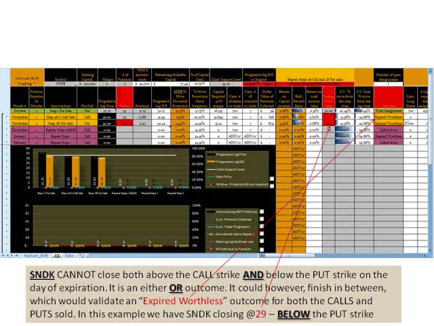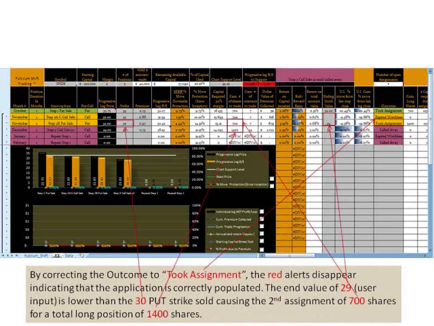It could, however, finish in between, which would validate an expired worthless outcome for both the calls and puts sold. In this example, we have SanDisk closing at 29, below the put strike. By correcting the outcome to took assignment, the red alerts disappear, indicating that the application is correctly populated. The end value of 29, which is a user-defined input, is lower than the 30 put strike sold, causing the second assignment of 700 shares for a total long position of 1,400 shares.